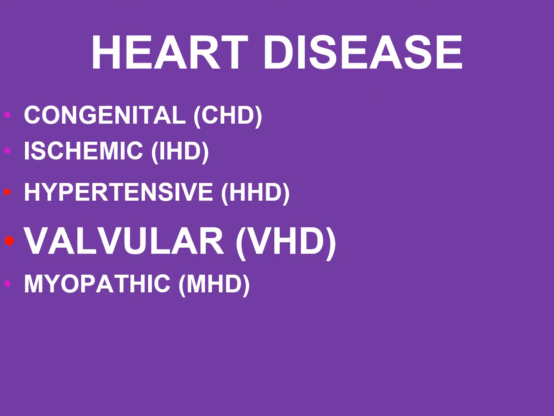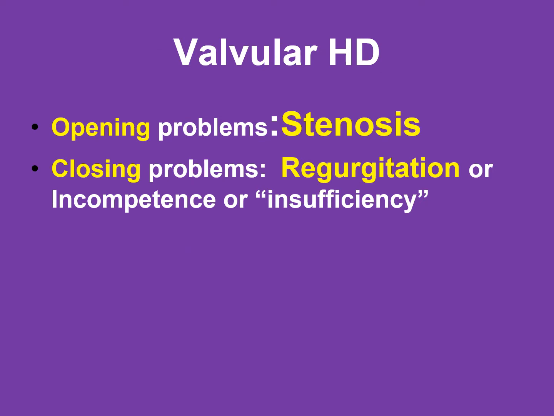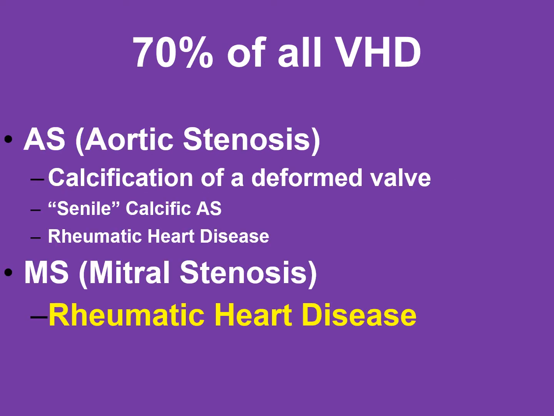Let's go to the valvular heart diseases. So this is not a dogmatic association, but an opening problem is usually due to stenosis, while a closing problem is usually due to regurgitation. Now, 70% of all VHD in the US are due to aortic stenosis, which can be due to calcification of the deformed valve from aging.